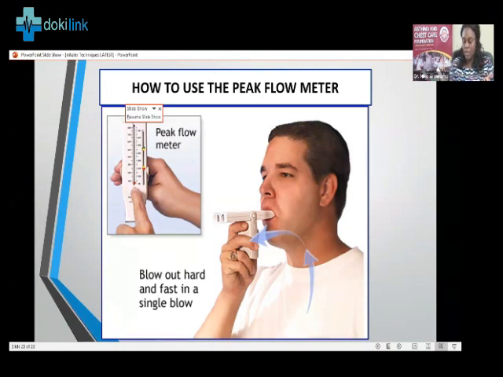Now let me demonstrate this. I'm seated. This is the peak flow meter. My first step, I put it at the 0 point. Then I take a deep breath. Yeah, 650 liters per minute. Yeah, and that's all.